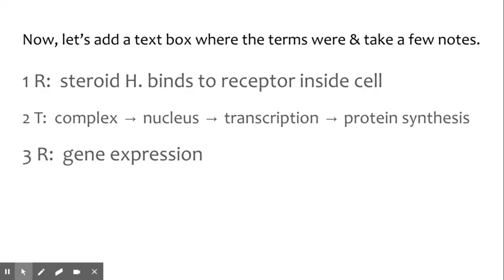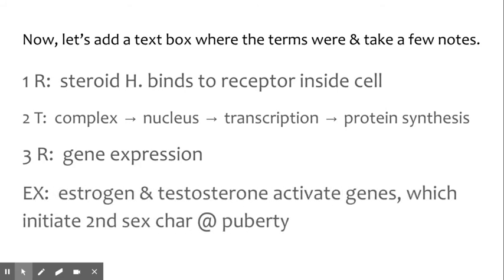So, the most classic example when we talk about steroid hormones are estrogen and testosterone. These activate genes which initiate our secondary sexual characteristics that we develop at puberty, which leads to the dimorphism or the differences between male and females of our species, adult male and females of our species.